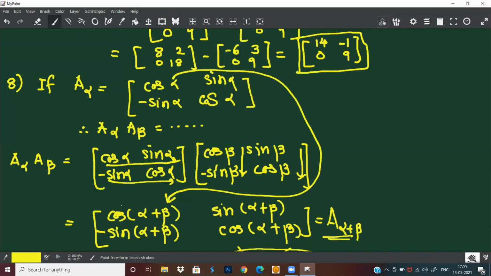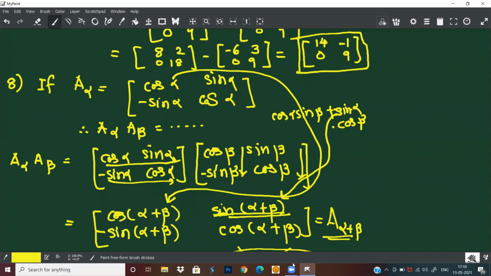In A12. No, wait a minute, Shriya. This is A12. See, it is cos alpha. I'll write it. Cos alpha sin beta plus sin alpha cos beta. Only this term comes later. This term is sin alpha cos beta plus cos alpha sin beta. It is sin of alpha plus beta.